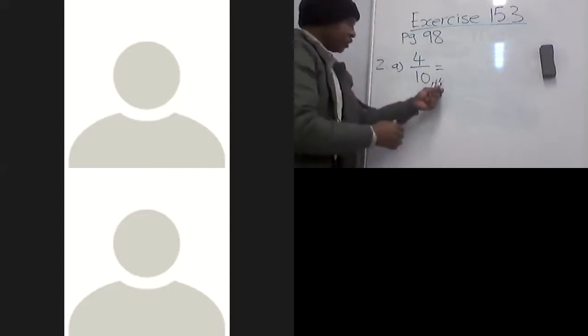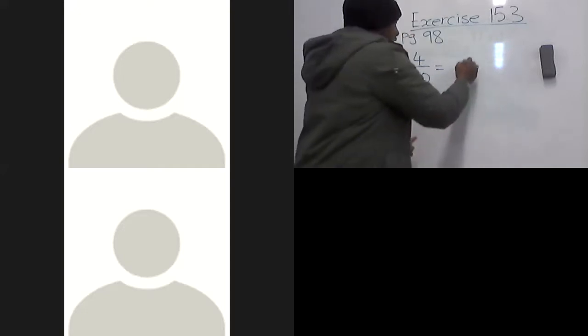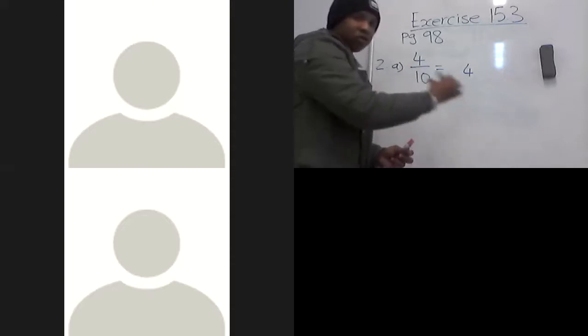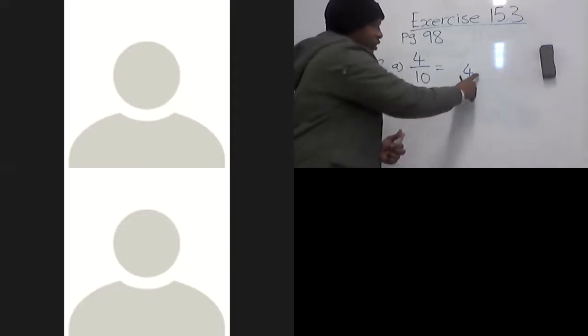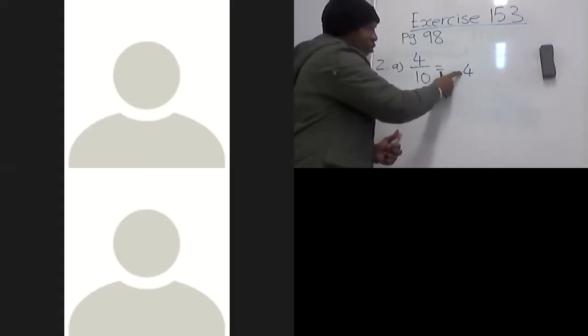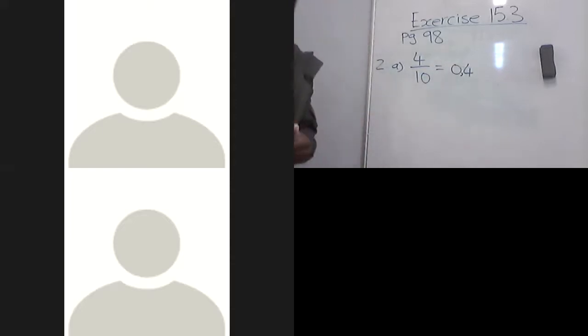So because this is 4 in the numerator, I can write my 4 there. And I know it's divided by 10. When you divide by 10, remember you move to the left from your digit. So I'm moving 1 time. So it means my comma will be there. Then I'll have 0.4.